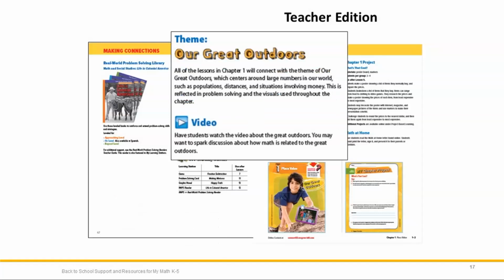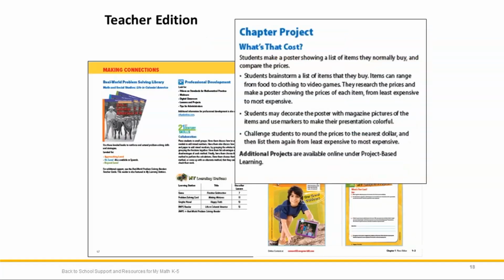And this one, notice that in chapter 1, we connect with the great outdoors, but it shows you too, you're going to talk about population. So think about place value, distances, think about measurement, and situations that involve money. So this is reflected in the problem solving and all the visuals that are a part of the chapter. So just want to give you just that kind of heads up.